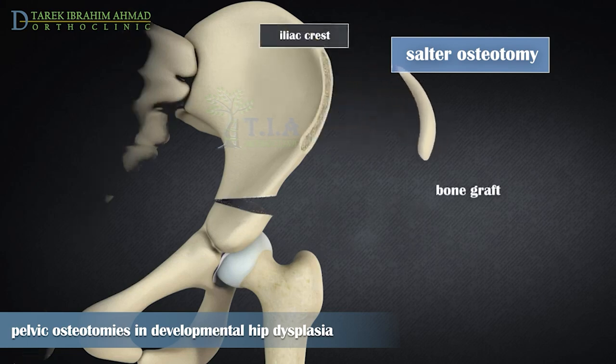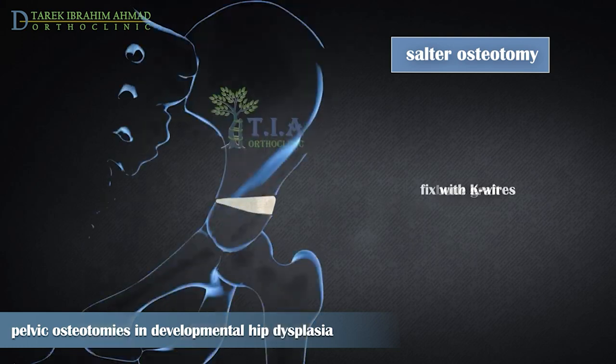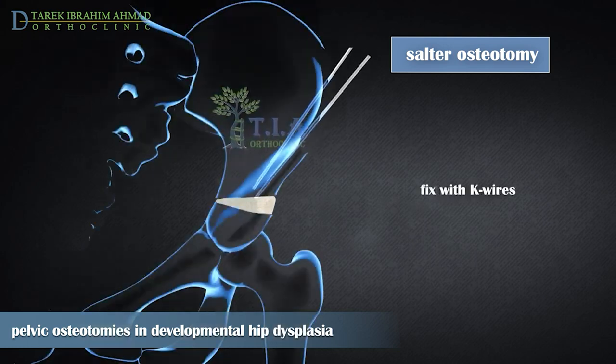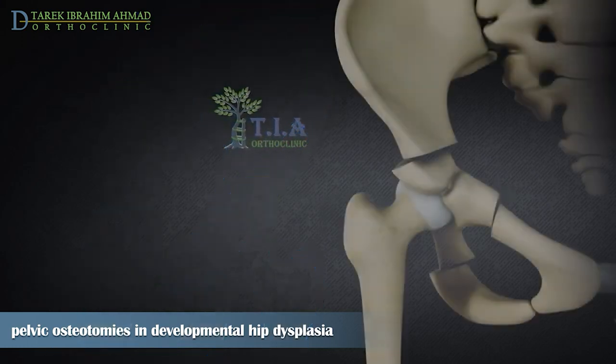A triangular wedge of bone is cut from the iliac crest and placed into the osteotomy site and fixed with 2 or 3 threaded K-wires.